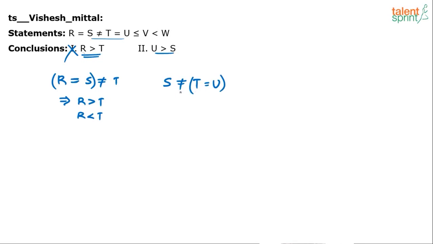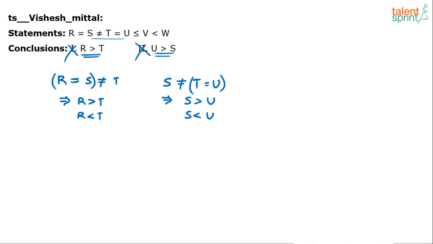Again, the similar argument. U is not equal to S means what? S can be greater than U or S can be less than U. S cannot be equal to U, but S can be greater than U or less than U. The conclusion says U is greater than S. How do we know U is greater than S definitely? No, U can be less than S also. U greater than S is possible, but is it definite? No, it's not definite. So U greater than S also is a wrong conclusion.